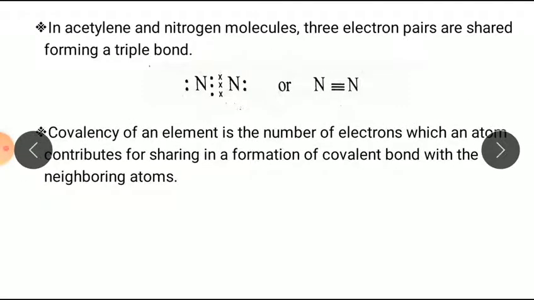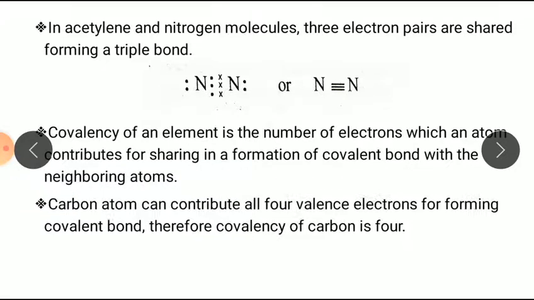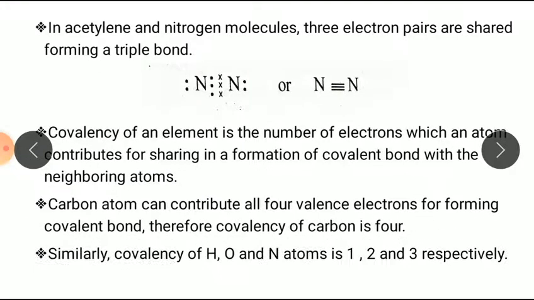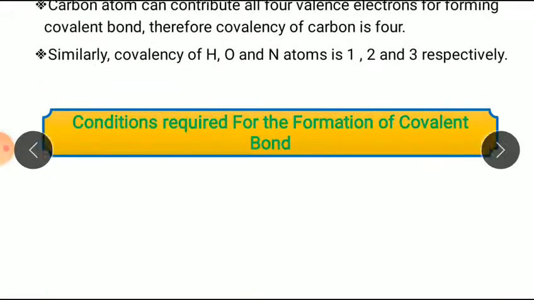Covalency of an element is the number of electrons which an atom contributes for sharing in the formation of a covalent bond with the neighboring atoms. Carbon atoms can contribute all four valence electrons for forming covalent bonds. Therefore, covalency of carbon is what? 4. Or you can say valency of carbon is 4. Similarly, covalency of hydrogen, oxygen and nitrogen atoms is 1, 2 and 3 respectively.